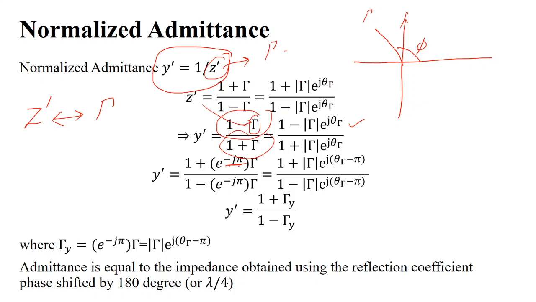When you multiply two complex numbers, the phase will be added and the magnitude will be multiplied. It has a magnitude of one and the phase is j pi. So what it means is that, because it's a minus, the phase will be subtracted. And here also you will have the minus sign and the phase will be subtracted. So this is a relation.